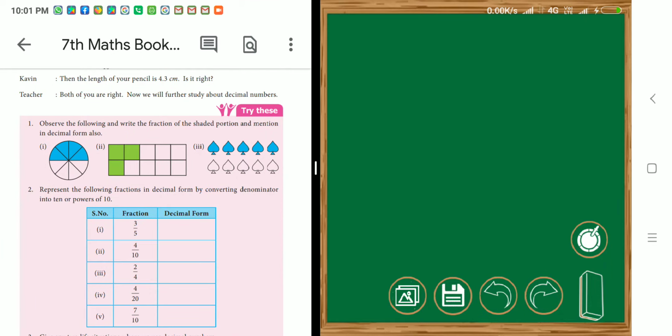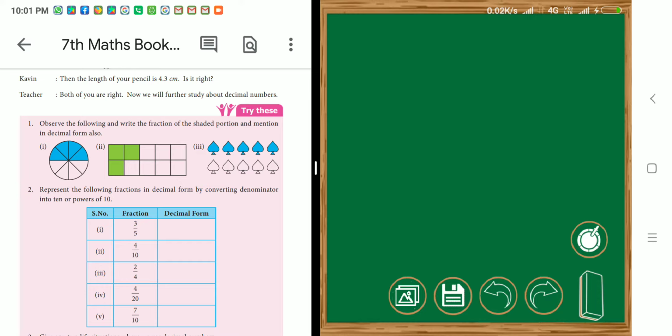Welcome to Quiz Corner. In this video, we are going to learn about chapter 1, number system. Under number system, we are going to learn decimals. Firstly, we will see the "Try these" sums. Here, the first sum: observe the following and write the fraction of the shaded portion and mention it in decimal form also.